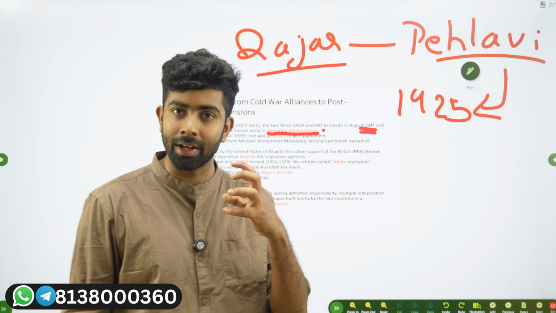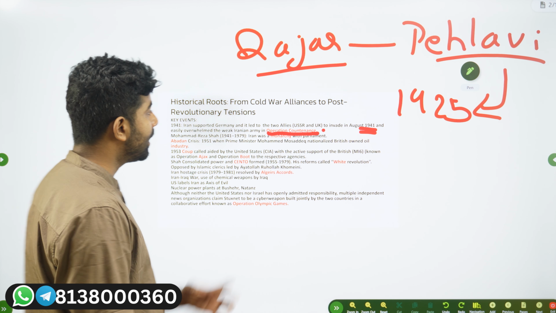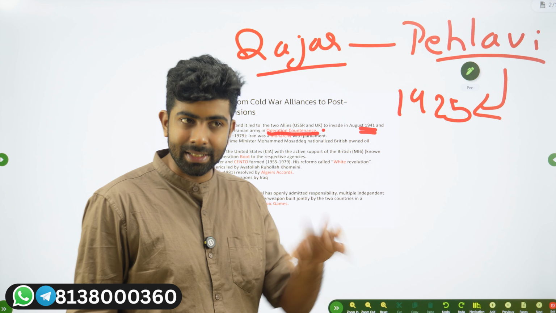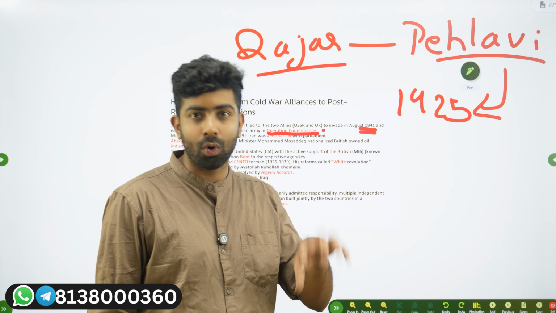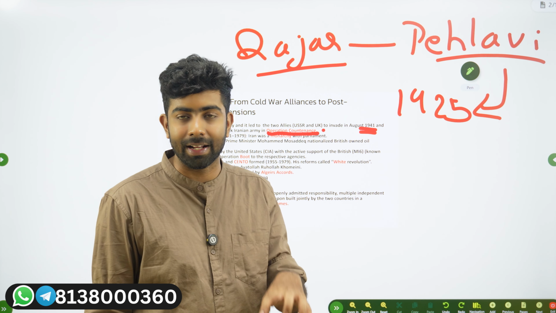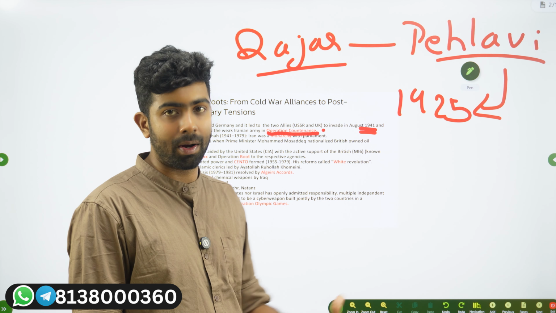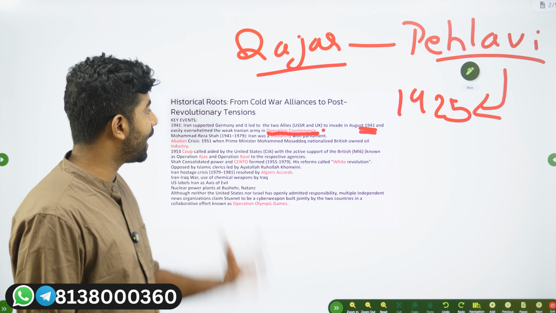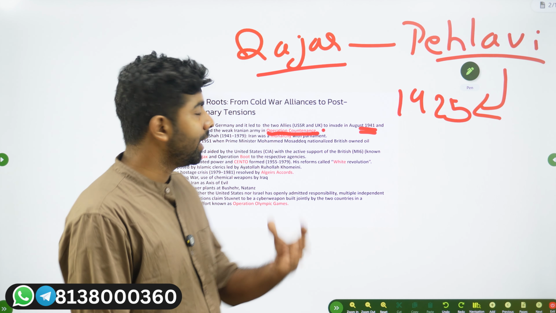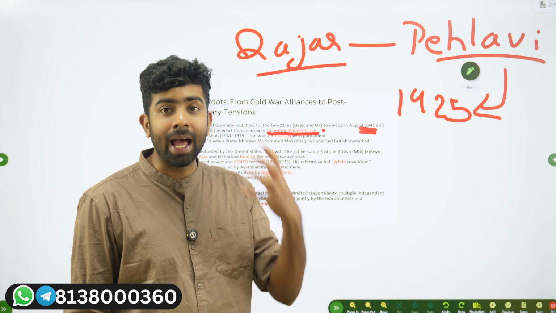In 1941, at that time they had a parliament. This intervention by the Allies also established some sort of parliament there. So there was a monarchy and also a parliament, but larger powers were with the monarchy. In 1941, Operation Countenance, the Allies invaded because Iran supported Germany, and the British got a lot of ownership of the oil industry.